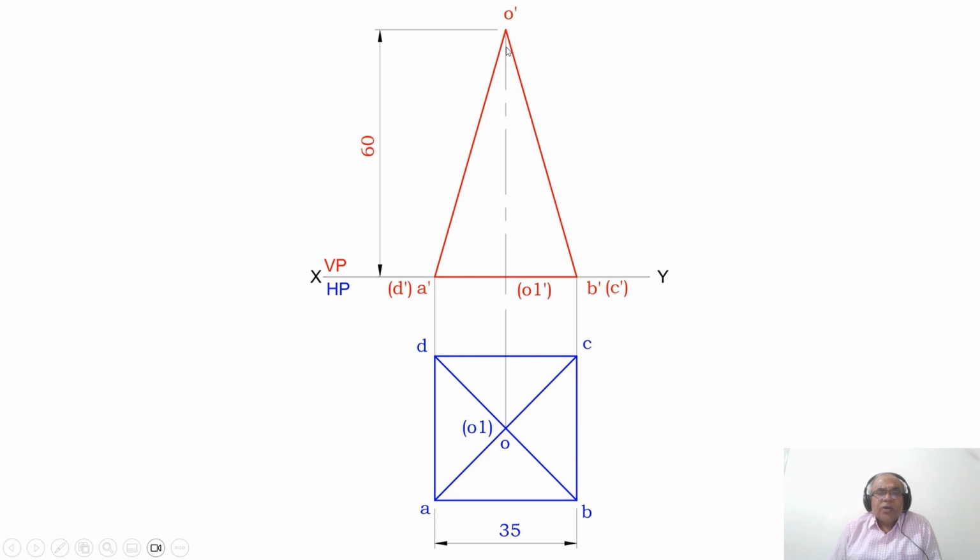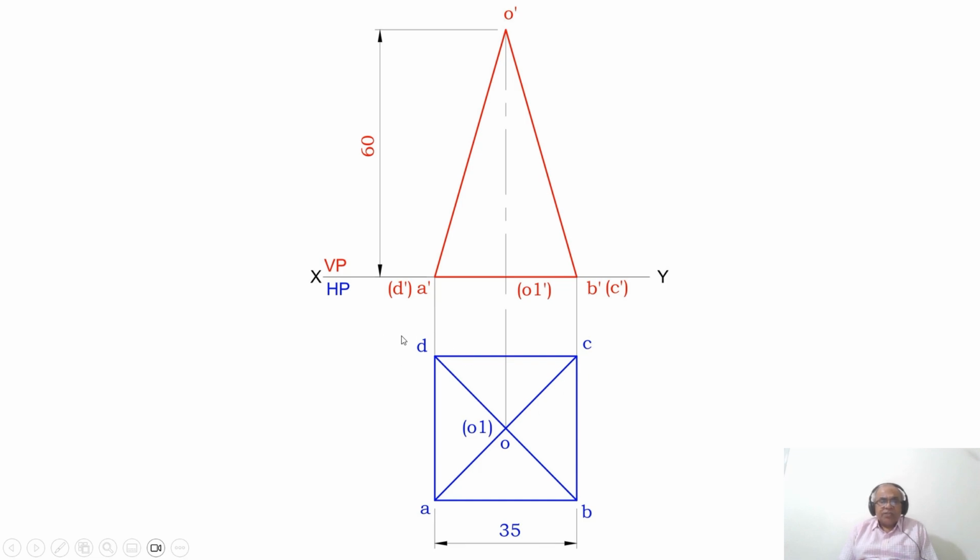Then join O dash to A dash with a dark line because visible to visible is visible. O dash B dash is a dark line because visible to visible is visible. And A dash B dash with a dark line because visible to visible is visible. Then join between O dash and O1 dash with a big dash and small dash. And you make a dark line between O dash, A dash, B dash and B dash O dash. Similarly, ABCD, you draw a dark line, then diagonals AC and BD with a dark line.